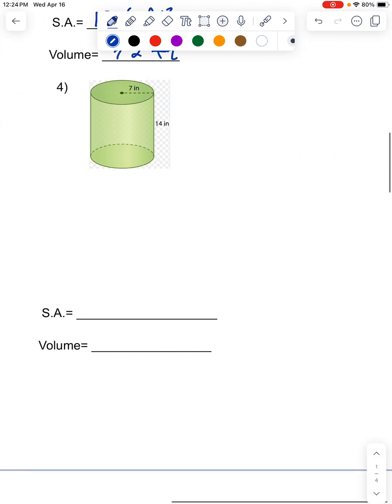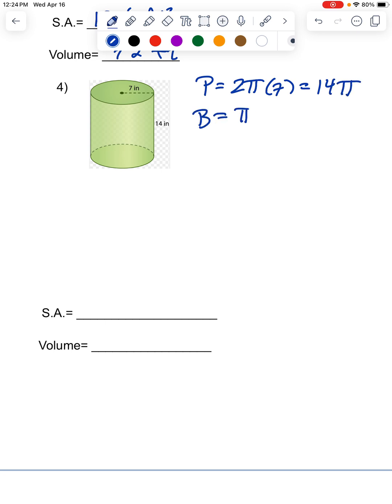Last one for this page is a cylinder. So the perimeter of the base, which is a prism. Perimeter is the circumference, which is 14 pi, 2 pi r. Area of the base is pi r squared, which is 49 pi. And the height of the shape is 14.